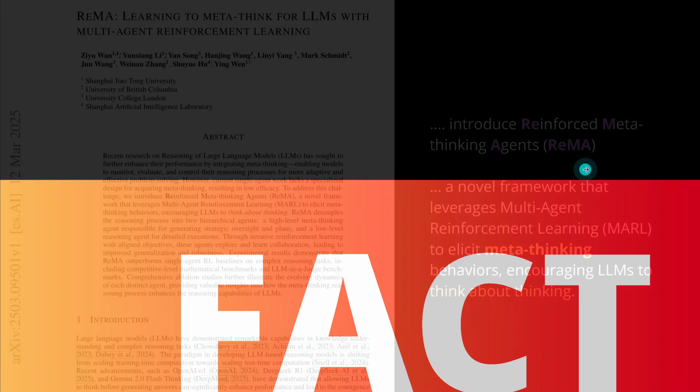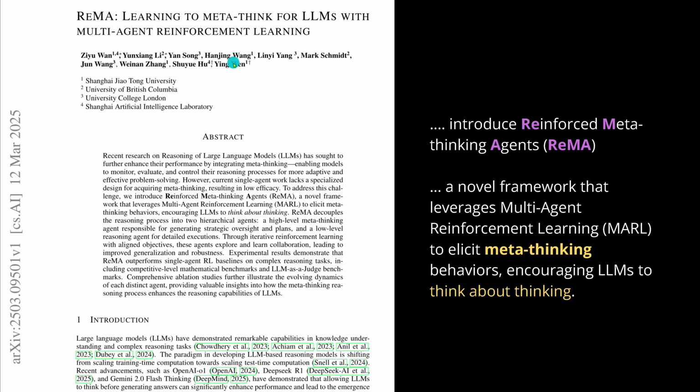And now we are at the definite facts. So this is the paper. This is by Jiao Tong University, University of British Columbia, University College London, and Shanghai Artificial Intelligence Laboratory, March 12, 2025. REMA, Learning to Meta-Think for LLMs with Multi-Agent Reinforcement Learning. So REMA, here I have it. Reinforced meta-thinking agent, REMA. Beautiful.